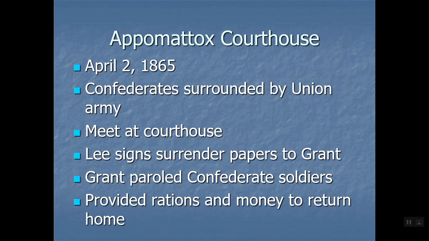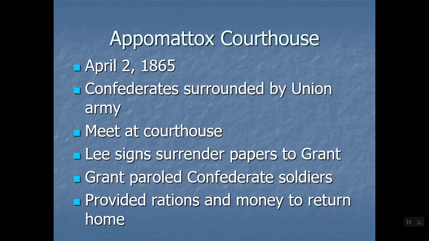And Lee agrees to the surrender terms by the Union Army. President Lincoln told Grant to not arrest Robert E. Lee and not to punish the leadership or the troops. He says to seize the weapons, seize like the sabers and the guns of the officers, but essentially to allow the Confederate infantry to just go home. Take some food and stuff with them and return to their homes without the fear of being labeled as a traitor or potentially being put on trial. So they're provided rations and money to be able to go home.